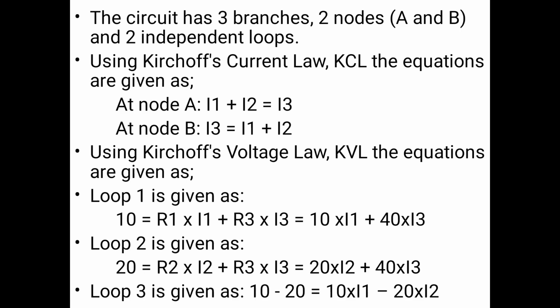At loop 1, it is given as 10 is equal to R1 into I1 plus R3 into I3, that is equal to 10 I1 plus 40 I3. Loop 2 is given as 20 is equal to R2 I2 plus R3 I3, which is equal to 20 into I2 plus 40 into I3. And loop 3 is given as 10 minus 20, which is equal to 10 into I1 minus 20 into I2.